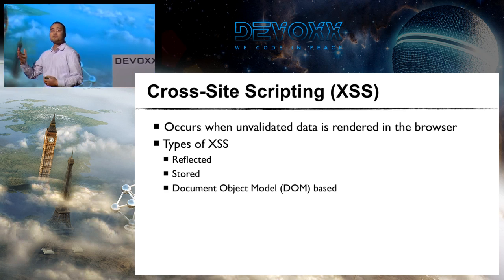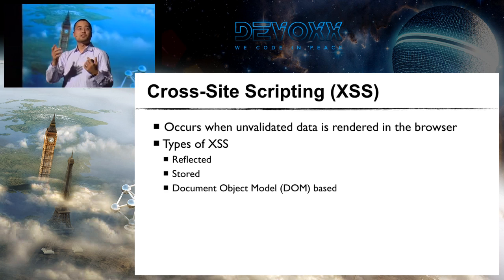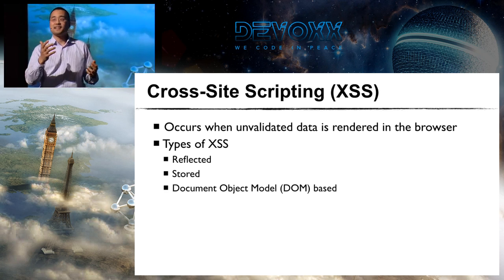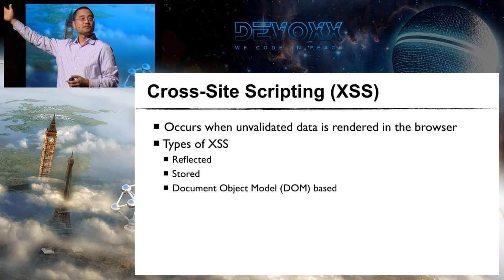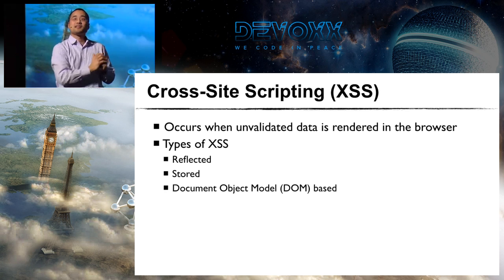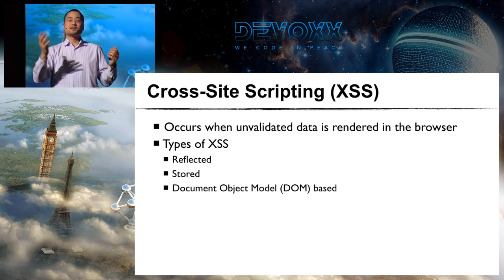Right? Now, there's 3 main types of cross-site scripting, as you probably know. Let's start off talking about reflected cross-site scripting, where you might have a URL parameter with some bad data in it. The user clicks on a link, that URL parameter gets sent up to the server, echoed back down to the browser, and executed. Right? Make sense?